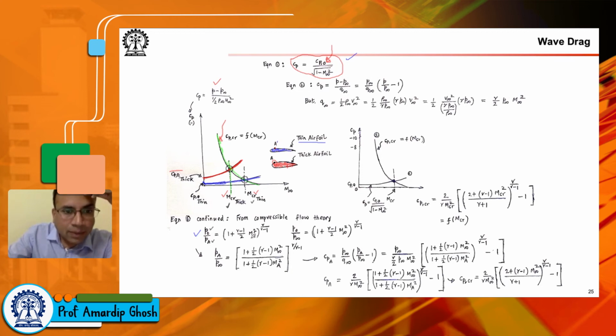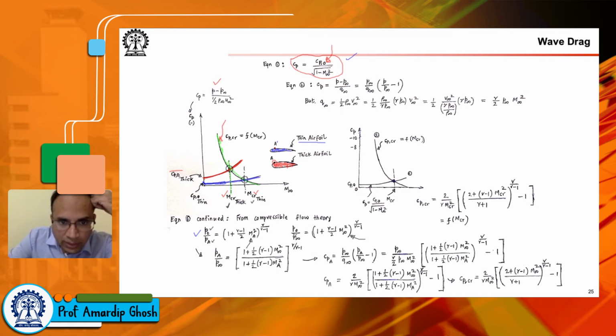MA is the Mach number at the location A. Gamma is nothing but Cp by Cv of the gas or the medium in question. So this equation gives you a connection between stagnation pressure, pressure at A, and Mach number at A. Similarly, this expression gives you a connection between stagnation pressure and the free stream static pressure.